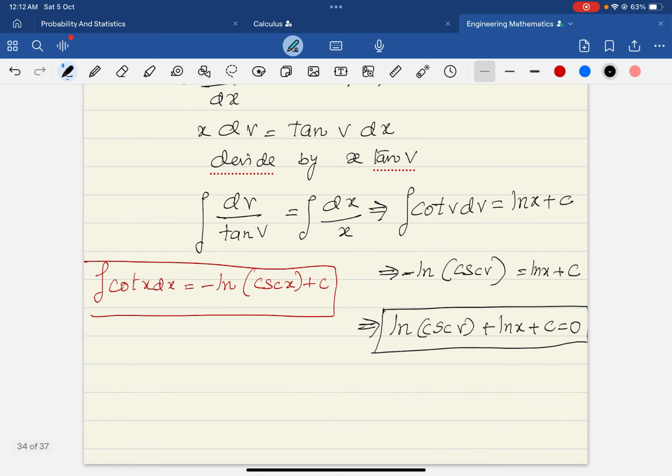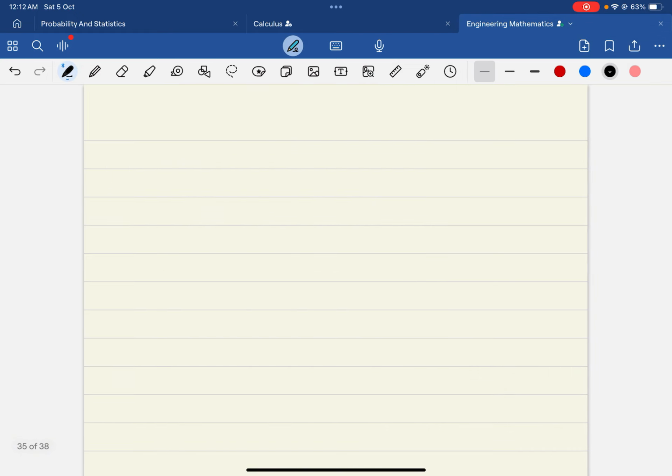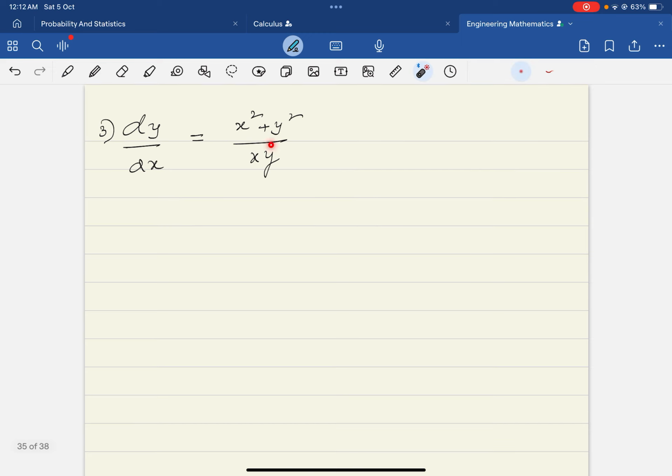Let us try this problem as homework for you. The third problem you can do by yourself. dy by dx is given by x square plus y square over xy. So again it's homogeneous. Why? Because the degree is 2 here, the degree is 2 here, and this is 1 and 1 each. When you are multiplying, you can do it like this, okay? So the degree is the same, so it is a homogeneous differential equation. So I hope you can do this problem. With this I will finish this lecture.